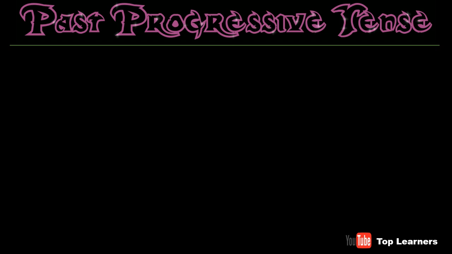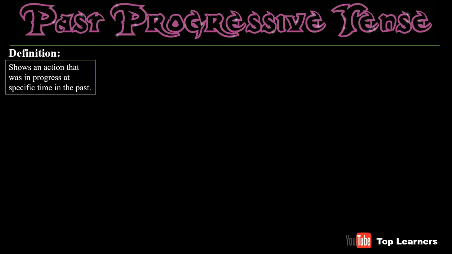And let's get started. When we say past progressive tense, it shows an action that was in progress at a specific time in the past. And how can we form past progressive tense? How can we make a sentence in past progressive form?